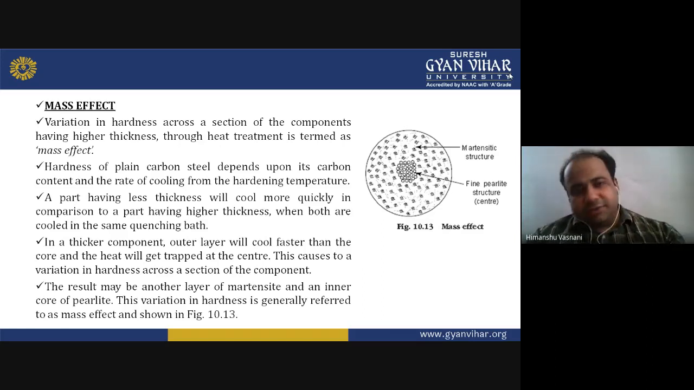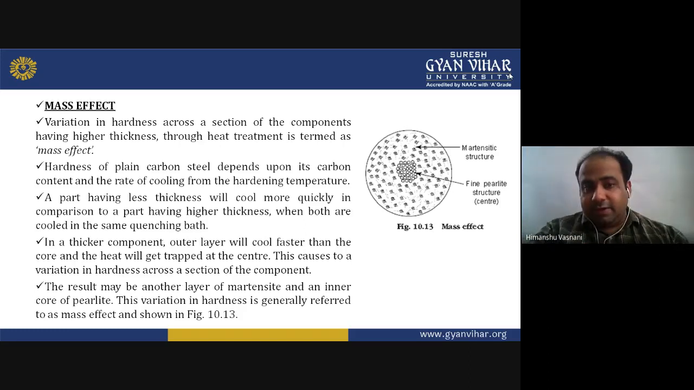Now, variation in hardness across a section of components having higher thickness through heat treatment is termed the mass effect. The hardness of plain carbon steels depends on its carbon content and the rate of cooling from the hardening temperature. Obviously, since the name is plain carbon steel, the carbon content is important, and then the rate of cooling from the hardening temperature.